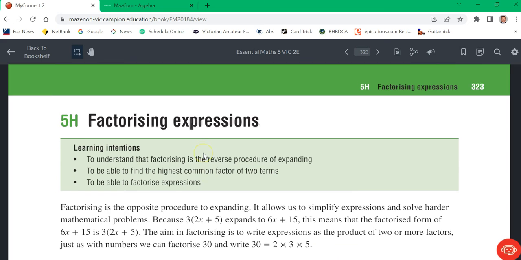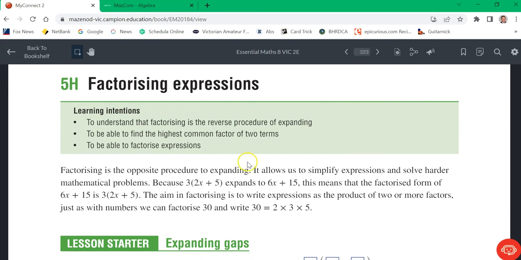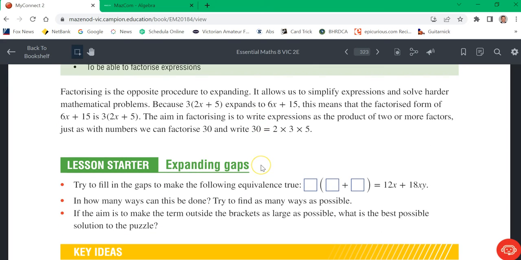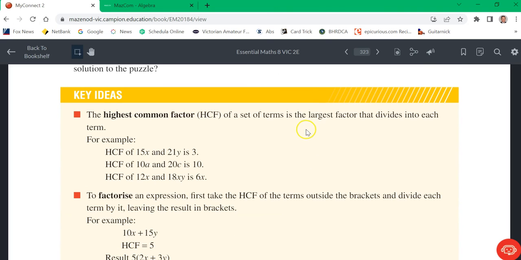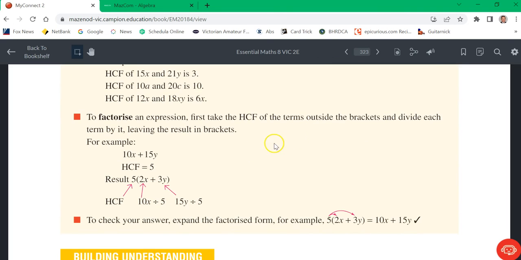Then we moved on to factorizing, which is the inverse, or the equal and opposite, of multiplying out brackets. When we factorize, we put a bracket in. So if we were looking for the factors of 6x and 15, the highest factor would be 3. So we have 3 bracket, and 3 times 2x plus 5, and that's what we get here. So you can expand that out to this, and you can factorize 6x plus 15 to 3 bracket 2x plus 5.